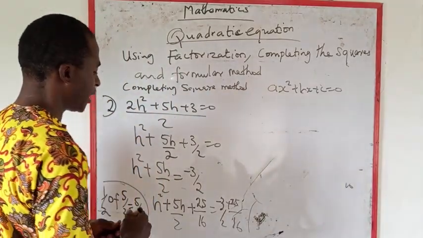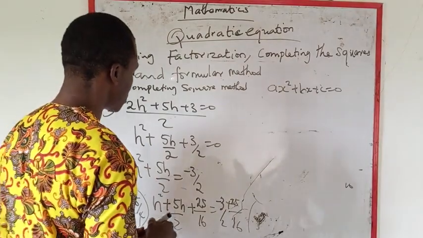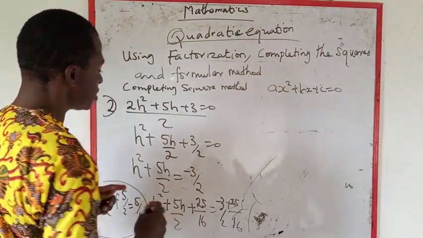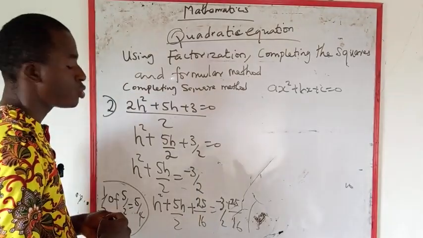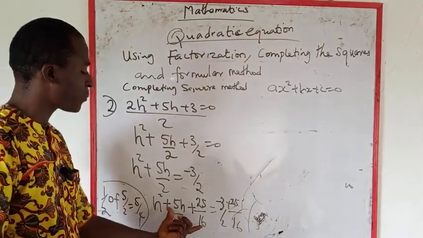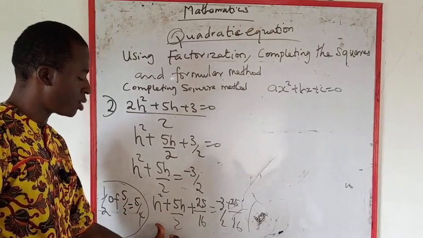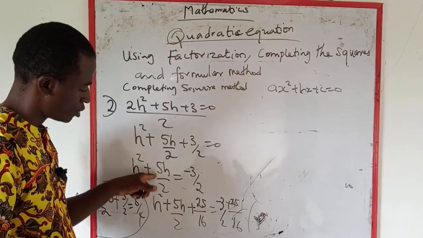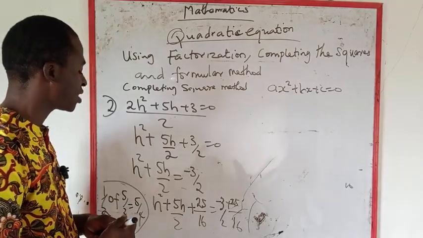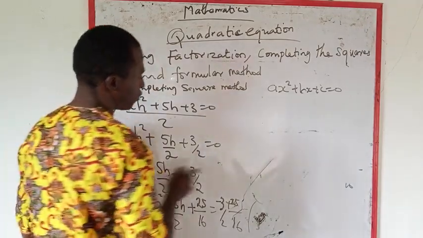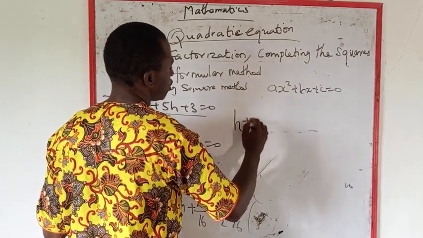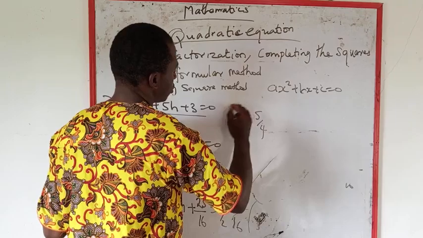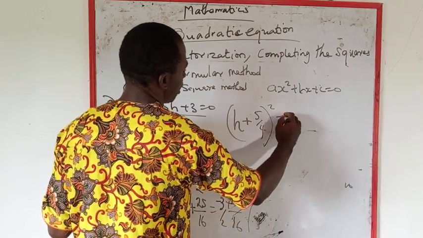Then when we are done with that, the next thing is to put it in the normal form we normally put it. What brought about this equation like this is half of the second term of the quadratic equation. Half of it, don't forget. So we now say h plus 5 over 4 all squared equal to what?